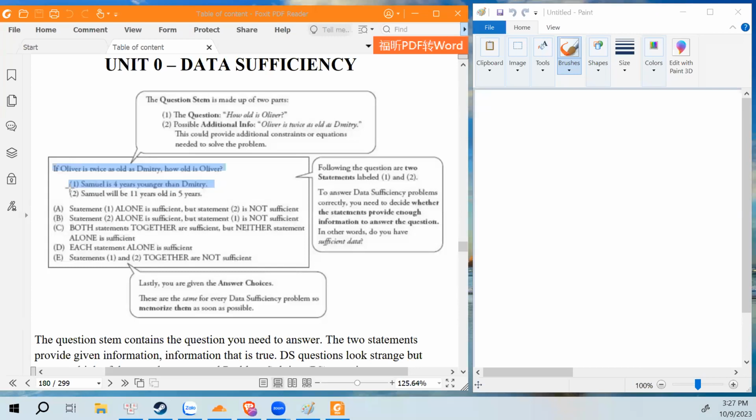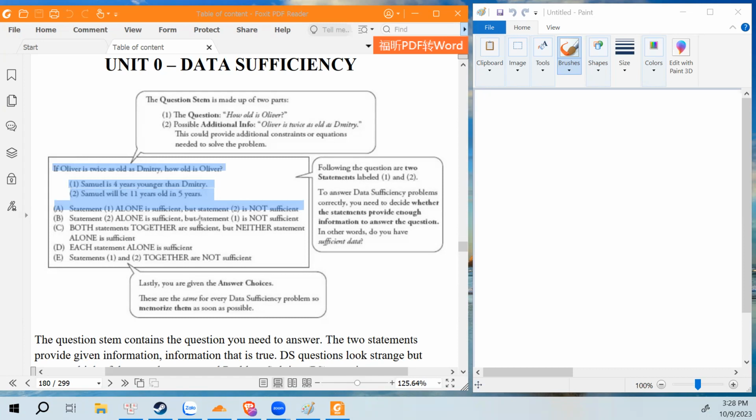As you look at the answer choices, it's not giving us values for Oliver's age. It's actually giving us very different information. So answer choice A goes, statement 1 alone is sufficient, statement 2 is not sufficient. What it's trying to say is that if the information in statement 1, Samuel is 4 years younger than Dimitri, alone is enough to answer the question, how old is Oliver, and the information in statement 2 alone, Samuel will be 11 years old in 5 years, is not sufficient to answer how old is Oliver, then we would select answer choice A.